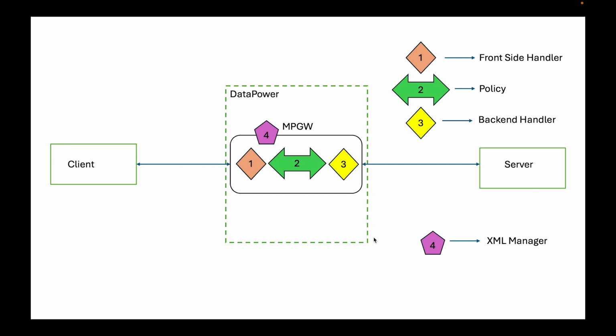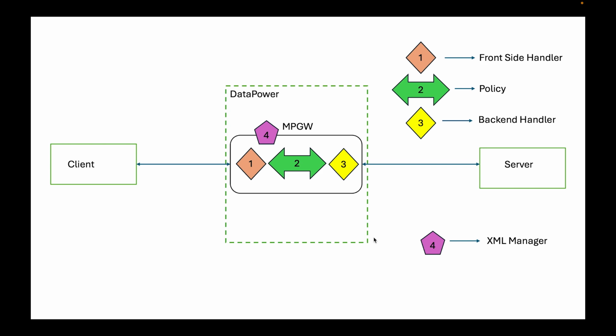So you have a client to invoke a service present on the server, and DataPower sits in between. On DataPower, you create a multi-protocol gateway. The multi-protocol gateway acts like a proxy which sits between client and server. Why do we need a multi-protocol gateway, or why do we need such a proxy?